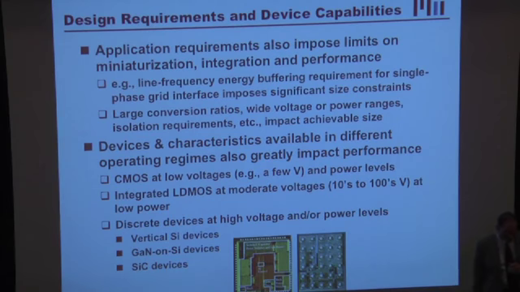Lastly, I should point out that different operating regimes put different constraints on the system, and they also require different kinds of devices. At really low voltages, one might use CMOS, and that imposes some constraints on designs. At intermediate voltages, we might have to use integrated devices for cost reasons, say lateral DMOS devices, lateral diffused MOSFETs. For high voltages, maybe we can use discrete semiconductors, either silicon or otherwise. And these impose very different constraints on what is practical.